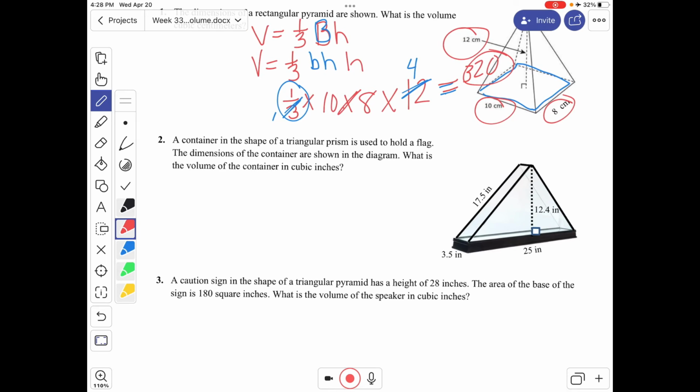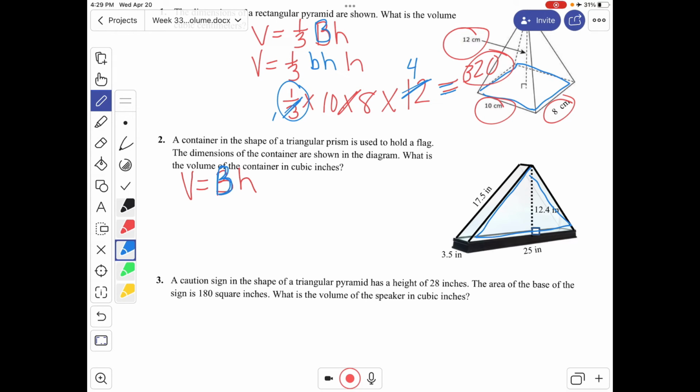Number 2, a container in the shape of a triangular prism is used to hold a flag. The dimensions of the container are shown in the diagram. What is the volume of the container in cubic inches? This is a triangular prism. So the formula for a prism is area of the base times the height. And the shape of a triangular prism is a triangle.